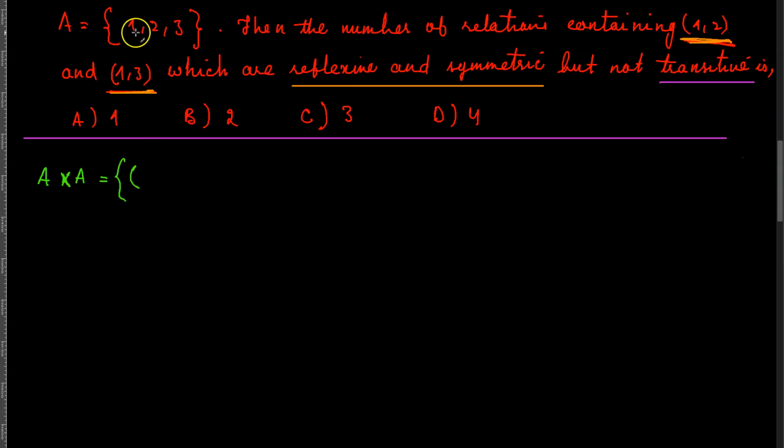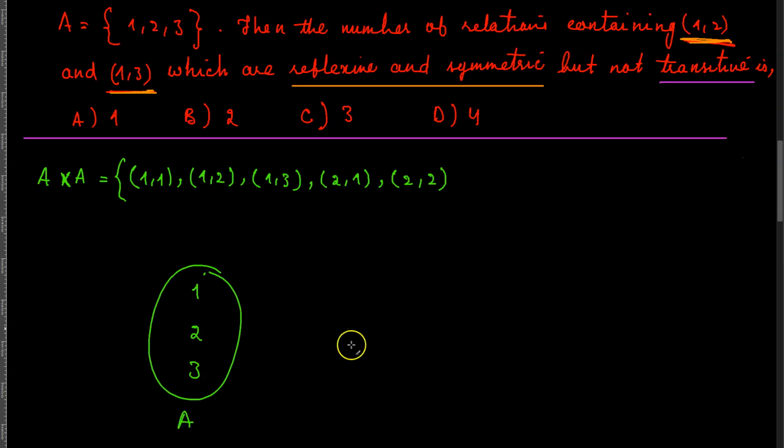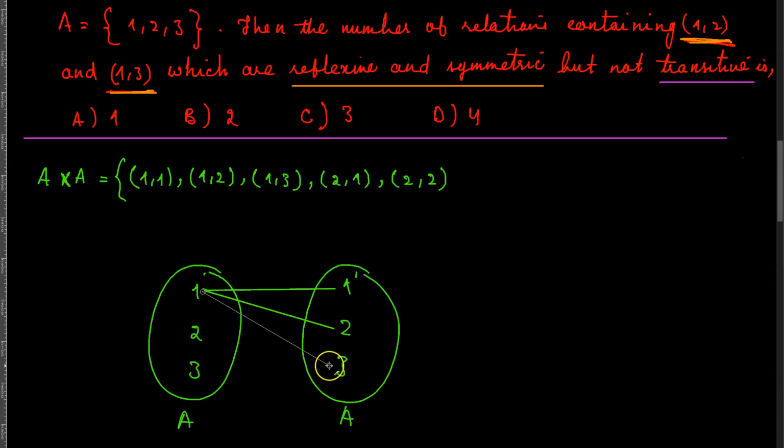which is all of these ordered pairs, for example, (1, 1), (1, 2), (1, 3), (2, 1), (2, 2). Meaning that you have the set A = {1, 2, 3} over here, and then again you have the same set A here. So you have all of these relations: 1 is related to 2, and then you have 2 to 1, 2 to 2, 2 to 3, and then 3 to 1, 3 to 2, and 3 to 3, right?